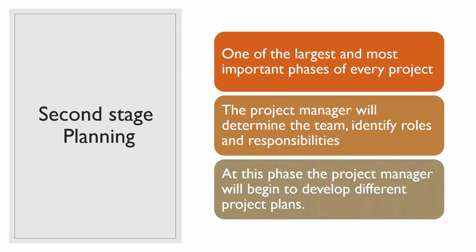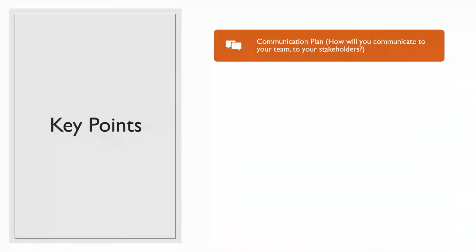At this phase, the project manager will begin to develop the different project plans. Do you want to know which these project plans are? Well, let's see them one by one. This can be a communication plan. Yes, communication is needed for any event or activity. If you don't communicate, you can't coordinate well. This will help you communicate with your team or with your stakeholders.